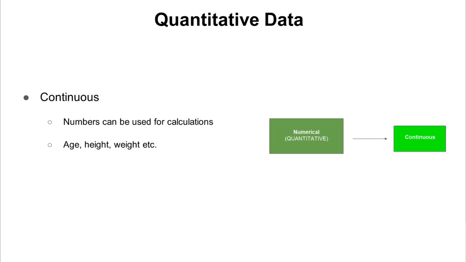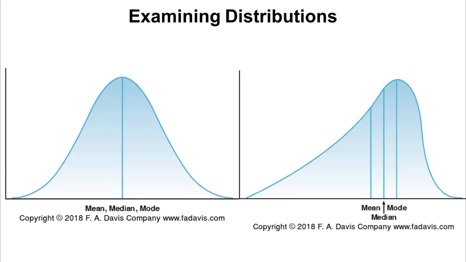And moving on to the other main type of data, the quantitative data. You should be aware of the fact that this data is sometimes called continuous. It's continuous because numbers can be used for calculations. Examples I've given previously are indicated there on the slide, and you can use this numerical data to do mathematical functions. So let's move on and talk a little bit more about the quantitative or continuous data.